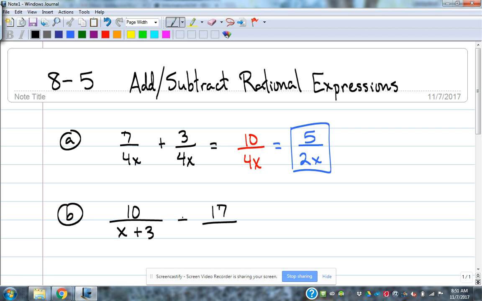Here's a subtraction problem. We got 10 over x plus 3 minus 17 over x plus 3. Denominators are already the same, so we just subtract the numerators. 10 minus 17 is negative 7. The denominator doesn't change. And then will this reduce? Negative 7 over x plus 3. Nothing in common between them, so it does not reduce.